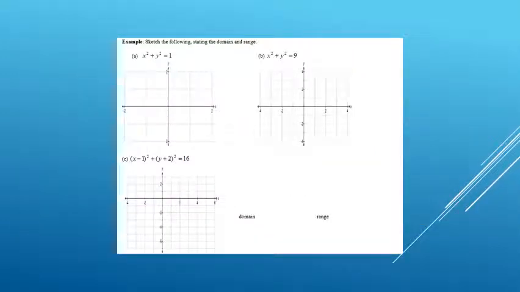We're asked to sketch the following and also state the domain and range of each. Okay, when I look at this first equation here, it says x squared plus y squared equals 1. So from this, I know the centre is going to be (0, 0), and I'll just write C. And the radius is equal to the square root of 1, which is equal to 1.